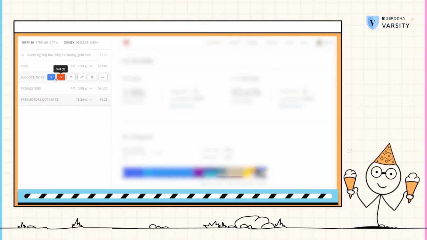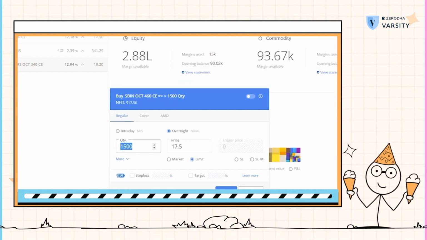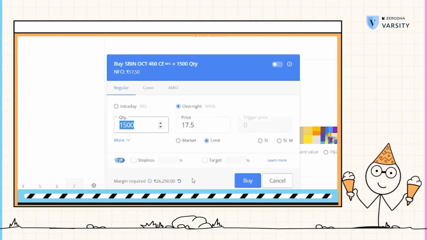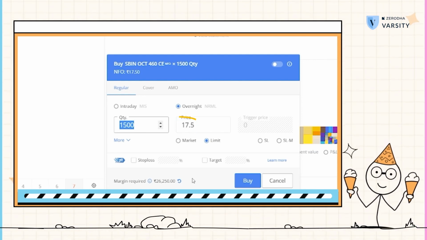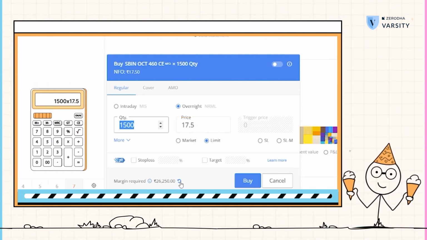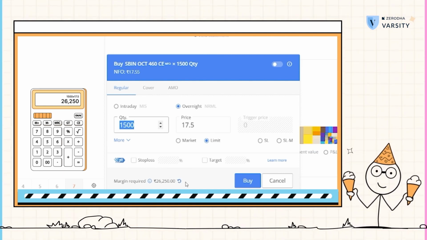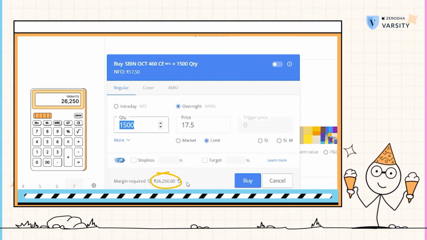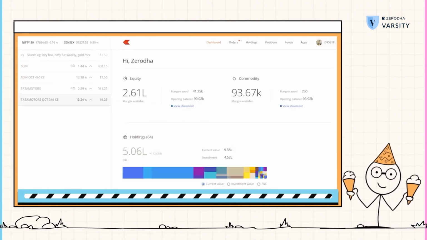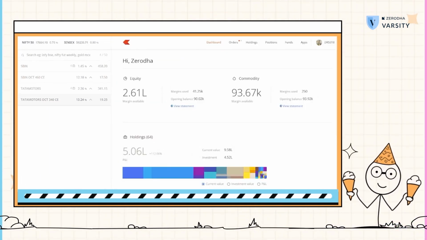I'm choosing SBI for no particular reason. The lot size is 1500. The premium here is 17 rupees 50 paisa. So lot size into the price tells me how much money I need to pay right now as premium, which works out to about 26,000 to purchase this option. That's it. So with that order going through, I become the owner of a 460 call option on SBI. At the end of expiry, I can choose to decide whether I want to execute my right and buy SBI at 460 or not. Now that depends on how the expiry actually happens.